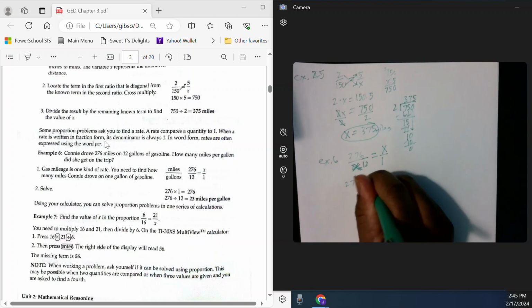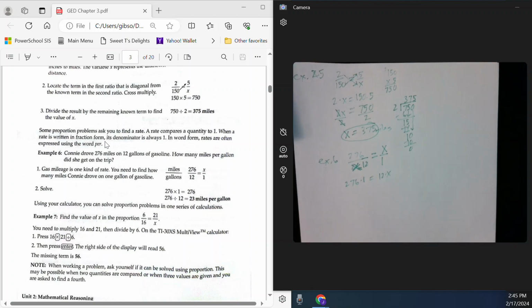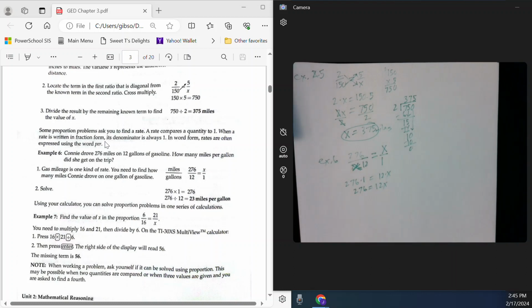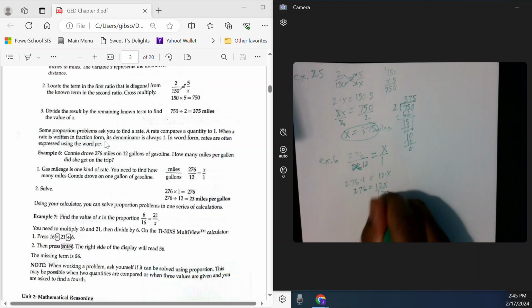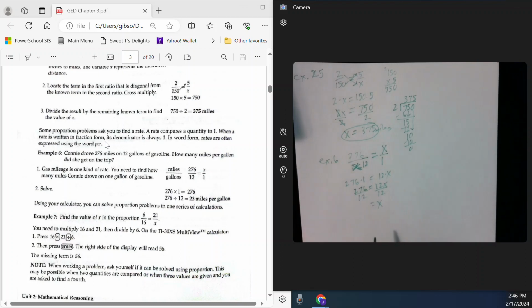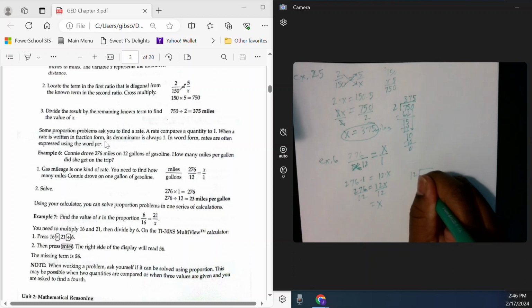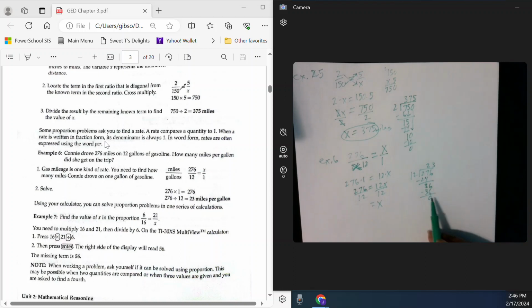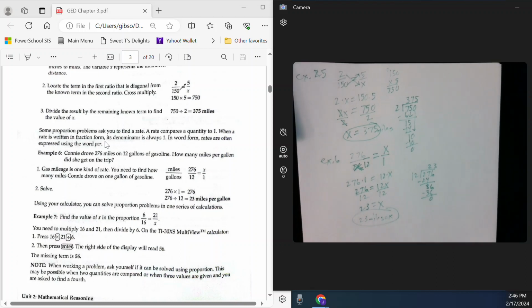We have 276 times 1 and 12 times x. So 276 times 1 is 276, and 12 times x is 12x. Now we would divide each side by 12. Now 12 goes into 276. 12 goes into 27 twice. 27 minus 24 is 3. Bring down our 6. 12 goes into 36 3 times. 36 minus 36 is 0. So 23 is equal to x. Now we have to ask ourselves, what is the 23? The 23 is 23 miles. So it's 23 miles for 1 gallon.